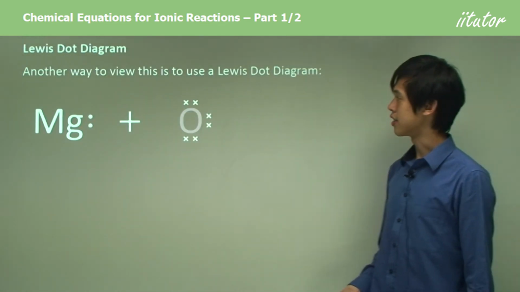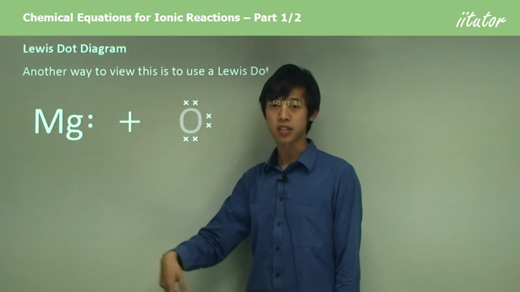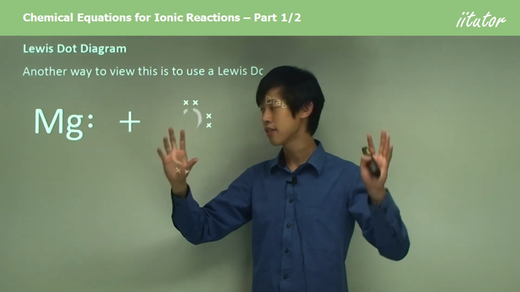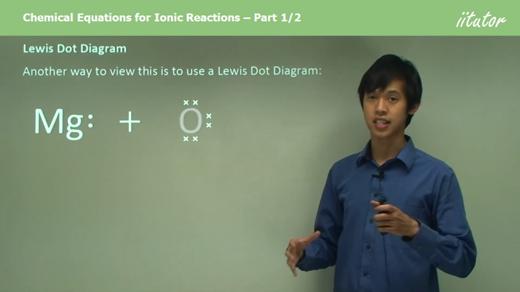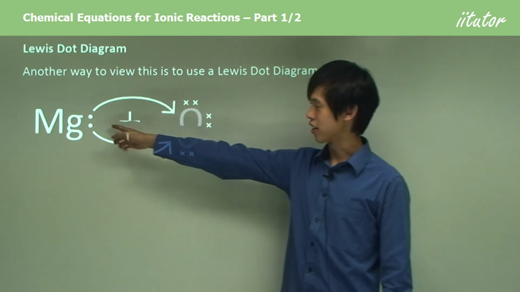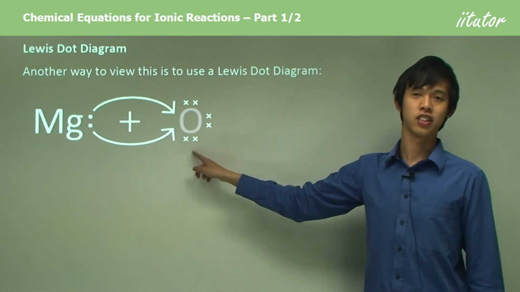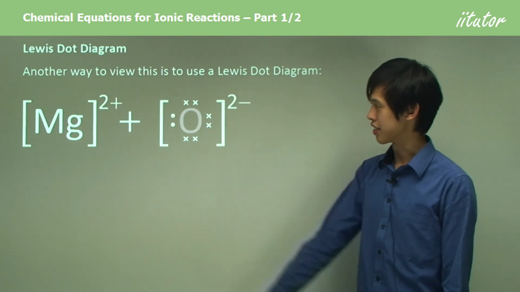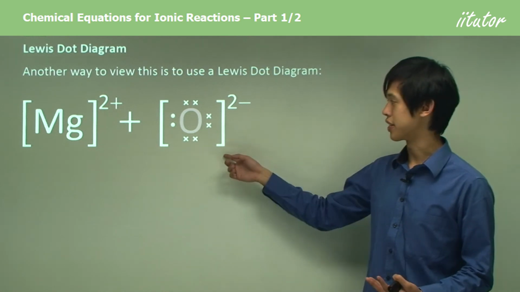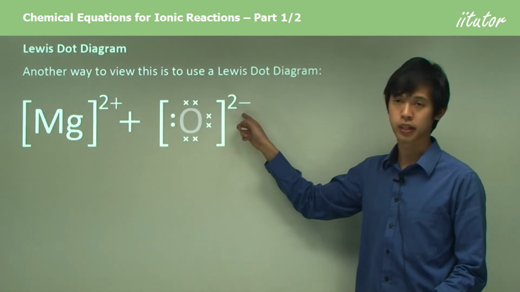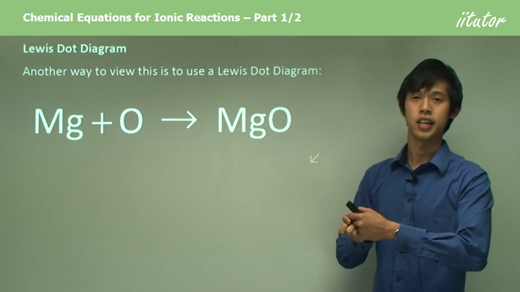So another way to view this is to use a Lewis dot diagram. You can see here we've got Mg, and you remember the Lewis dot diagram is only the outer shell electrons. You've got 2 in the outer shell, and you've got oxygen, which has 6 in the outer shell. Those 2 electrons get given away. So now this one has a full outer shell, and this one has a full outer shell, so they're both happy. You can see this becomes, obviously if it's lost 2 electrons, a 2+ ion. And this one has gained 2 electrons, as you can see, so it becomes 2 negative. And then it goes straight to MgO, because they're combined together.